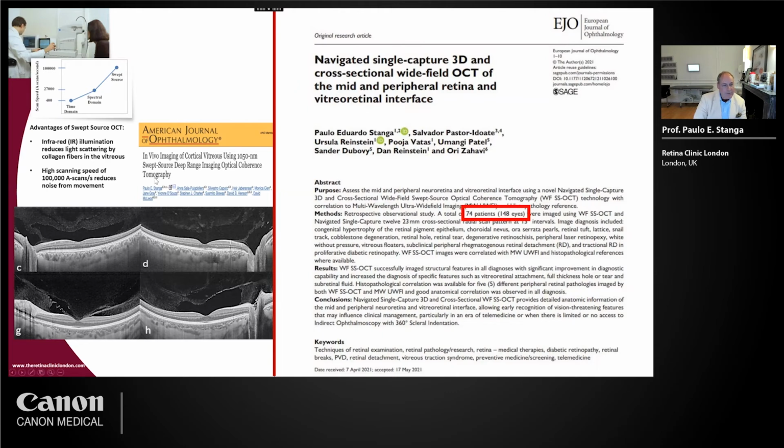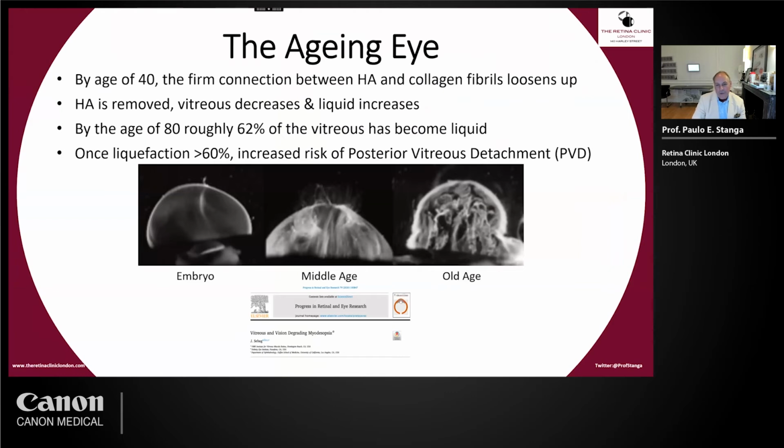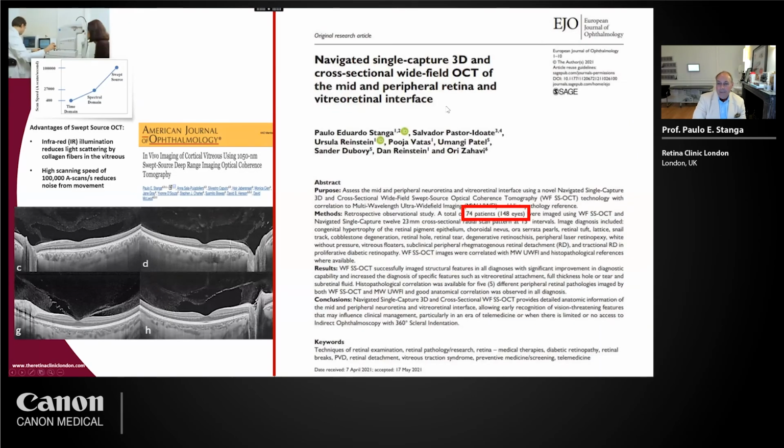Back in 2012, we published the first description of imaging the cortical vitreous using swept source technology, which was seeing the cortical vitreous in vivo rather than having to use ink in cadaveric eyes like Worst did. And we published our results using this Canon technology last year in the European Journal of Ophthalmology, using this new navigated single capture 3D and cross-sectional wide field OCT technology.